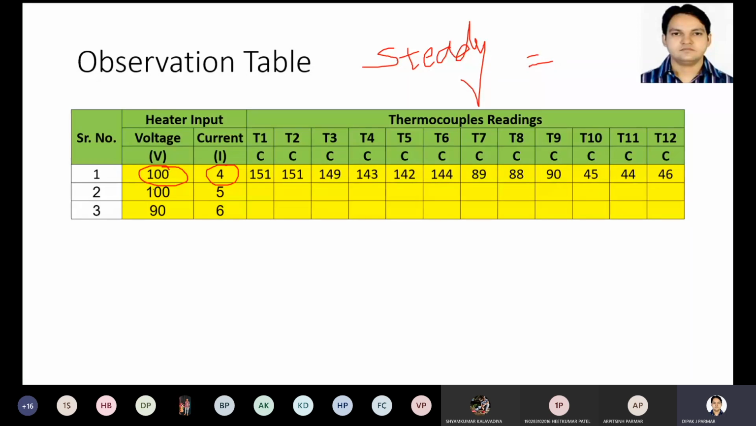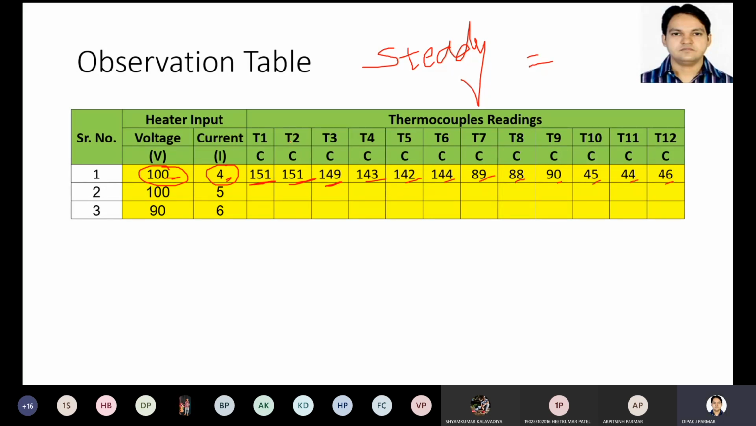For calculation purposes, I have given you some temperatures which we measured in the last semester heat transfer lab. When we gave voltage equal to 100 and ampere equal to 4, my input is 100 into 4, 400 watt. The temperatures T1, T2, T3 we measured are 151, 151 and 149, three thermocouples on the same surface. Same way, T4, T5 and T6 we got 143, 142 and 144. Next surface is 89, 88 and 90, and 44, 45.